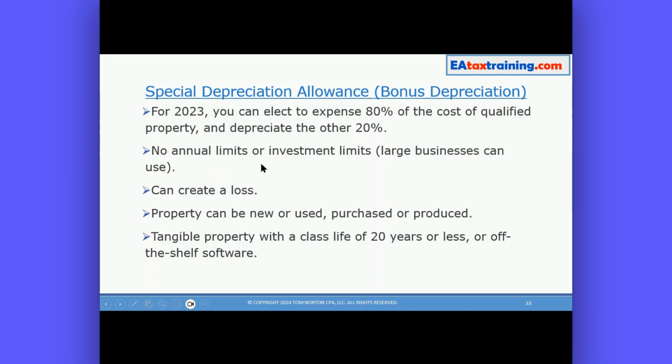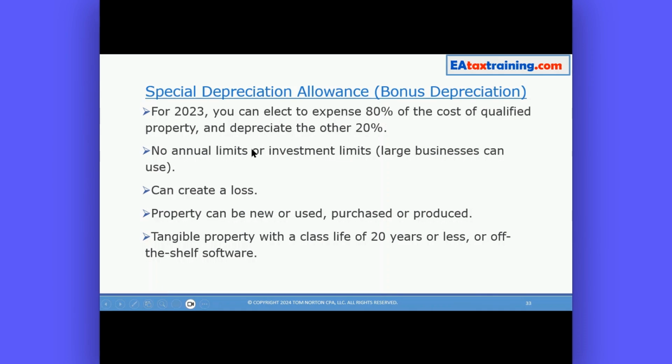There are no annual limits or investment limits, which means even big companies can use this. It can create a loss, so you don't have to worry about that. The property can be new or used, purchased, or produced. And it applies to tangible property with a class life of 20 years or less or off-the-shelf software.